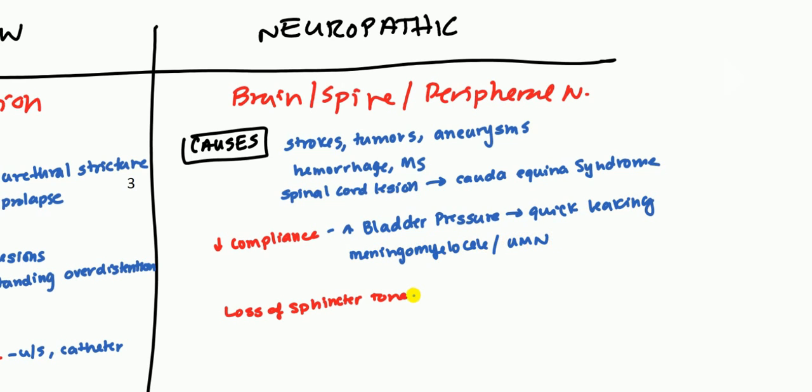And loss of sphincter tone is very common in any type of sacral injury or cauda equina. Basically all that's happening is the external sphincter is constantly open, and so as soon as they get any urine, pressure increases, it'll just come out.